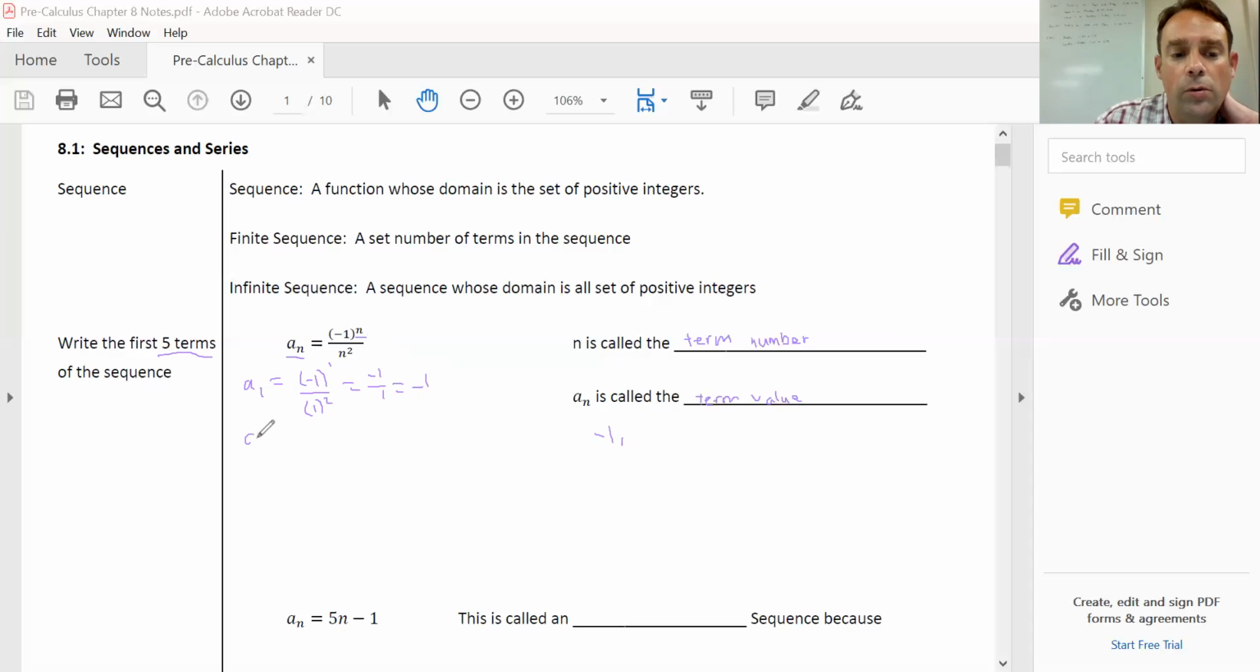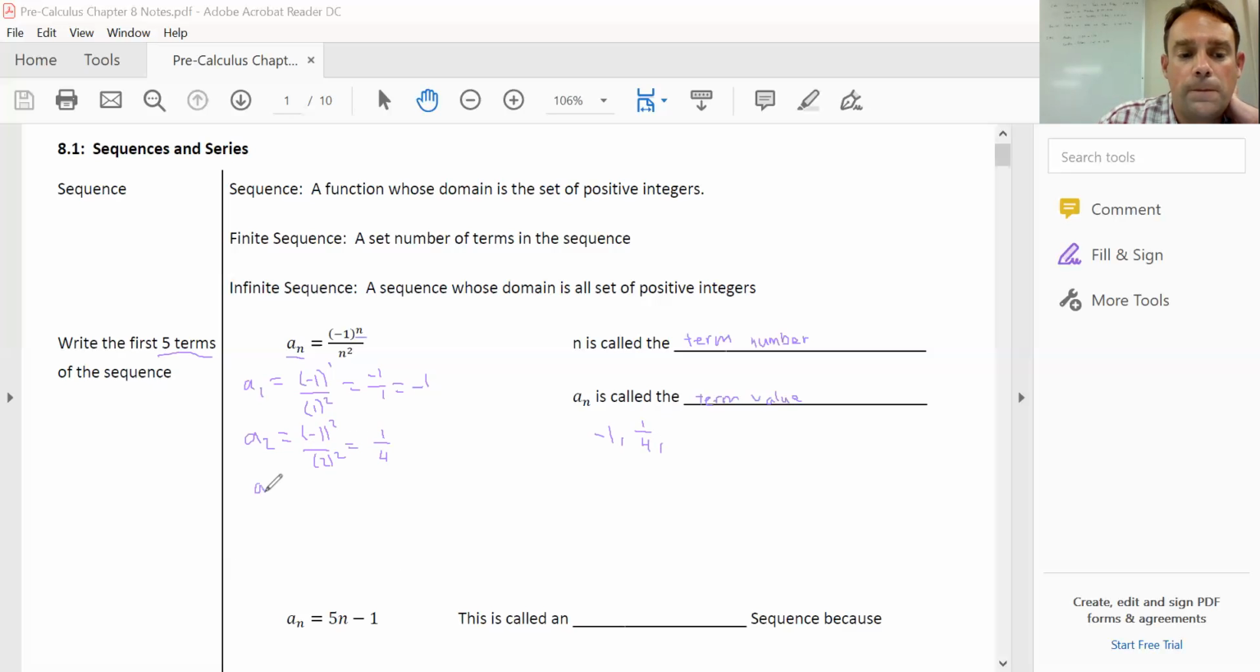A sub 2, so this will be the second term. So a sub 2 is the second term value, or the second term in our sequence. And we have to figure out what that term is. So we plug 2 in for n, and we get 1/4. So in this particular sequence, the second term is 1/4.